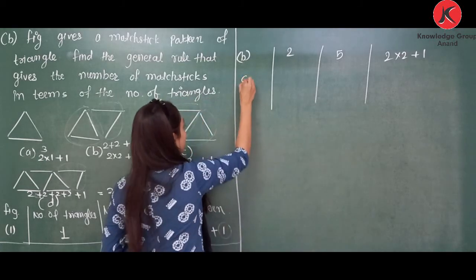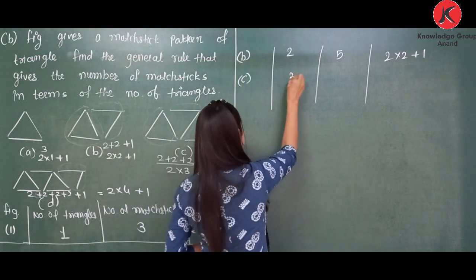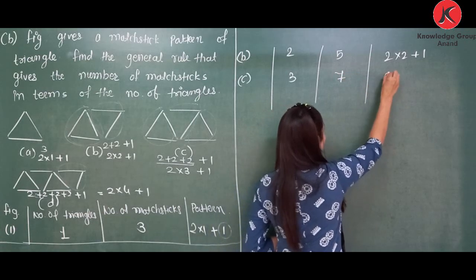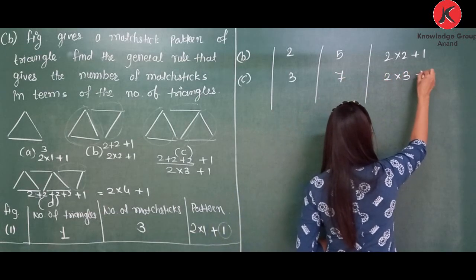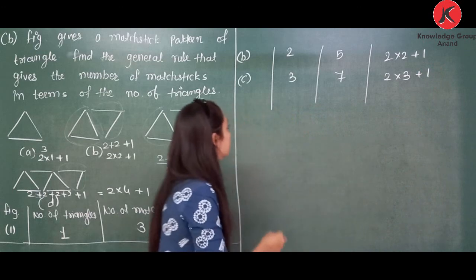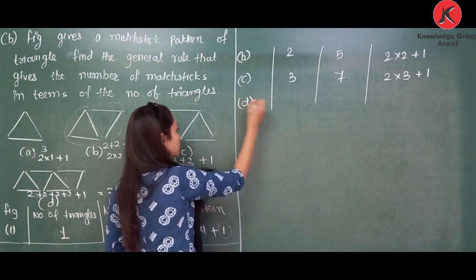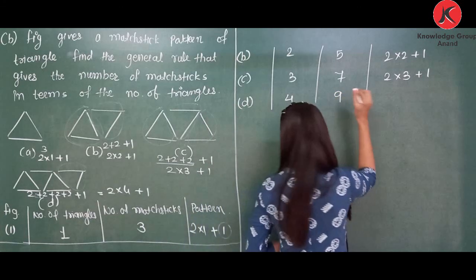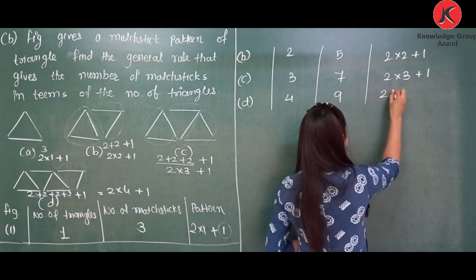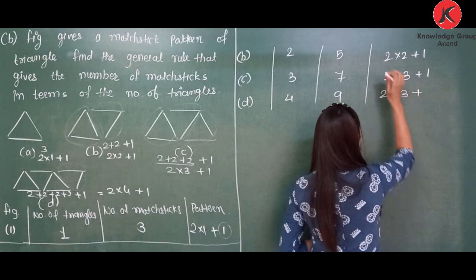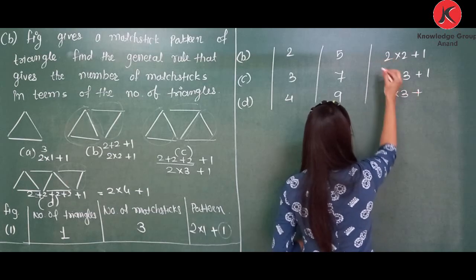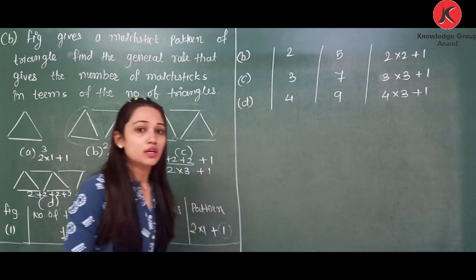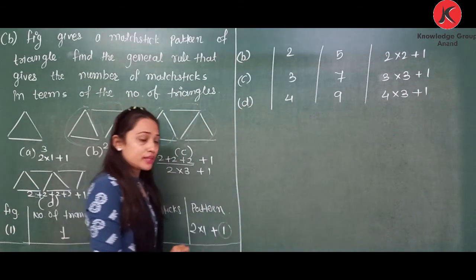Now for the third figure, we have 3 triangles and the number of matchsticks is 7, and we can write the rule 2 multiply 3 plus 1. For the fourth figure, we have 4 triangles, and for that we need 9 matchsticks, and the pattern will be 2 multiply 4 plus 1. Clear? So we can find the rule.